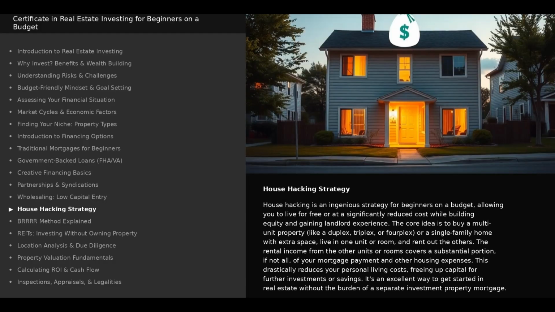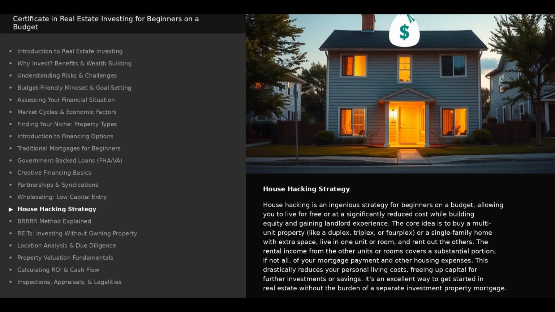House hacking strategy. House hacking is an ingenious strategy for beginners on a budget, allowing you to live for free or at a significantly reduced cost while building equity and gaining landlord experience. The core idea is to buy a multi-unit property like a duplex, triplex, or fourplex, or a single-family home with extra space, live in one unit or room, and rent out the others.